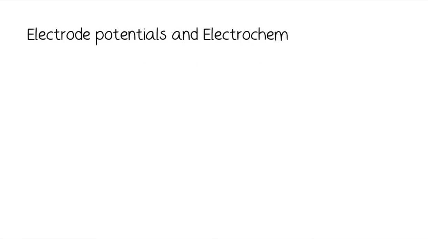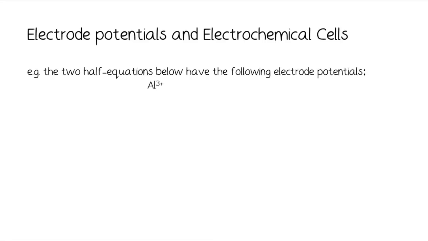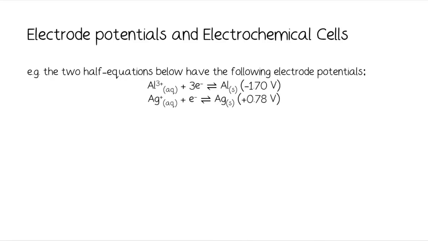So let's talk about using electrode potentials and their relevance to electrochemical cells. A good way to do this is to just do a practice question. So let's say we have this example. We have two half equations with these electrode potentials. We've got aluminium and we've got silver. Draw the conventional representation of this cell.